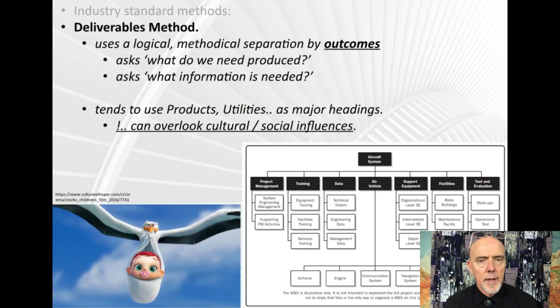Last one, deliverables. This is when we're speaking about something that we need to produce. What are the outcomes, and how does each little section, the outcome of that, inform the next one?